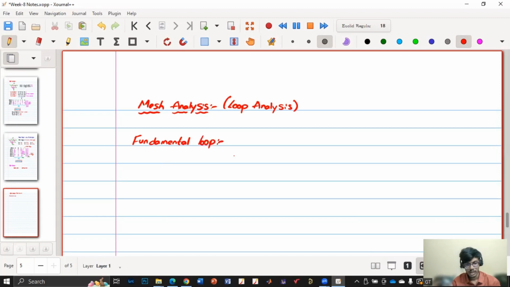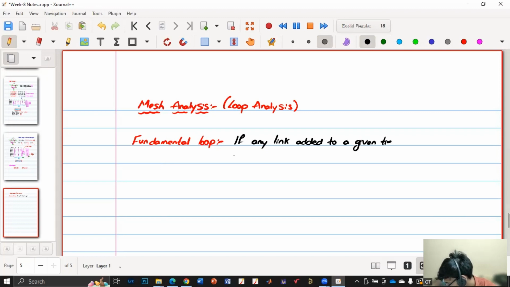So, what is a fundamental loop? A fundamental loop is this: if by adding any link to a given tree a loop is formed, that loop is called a fundamental loop.